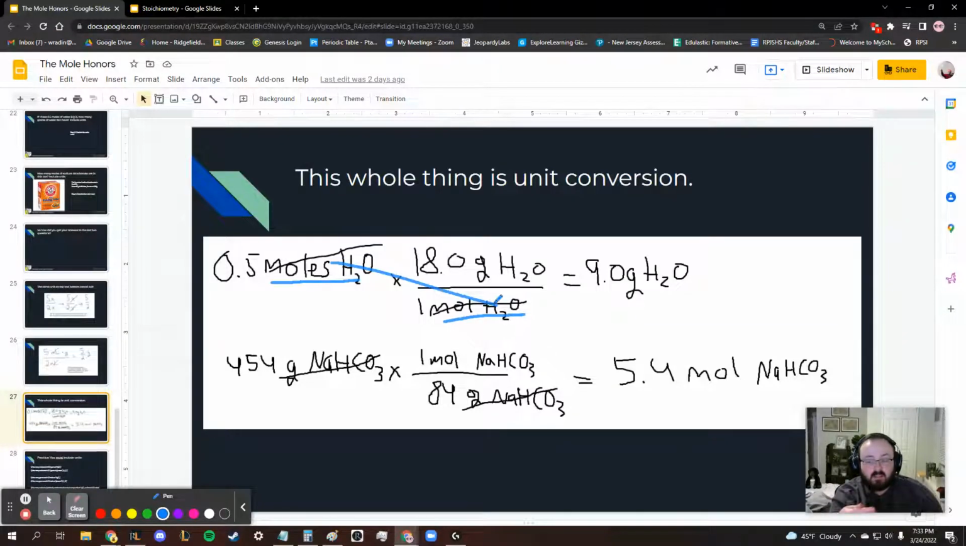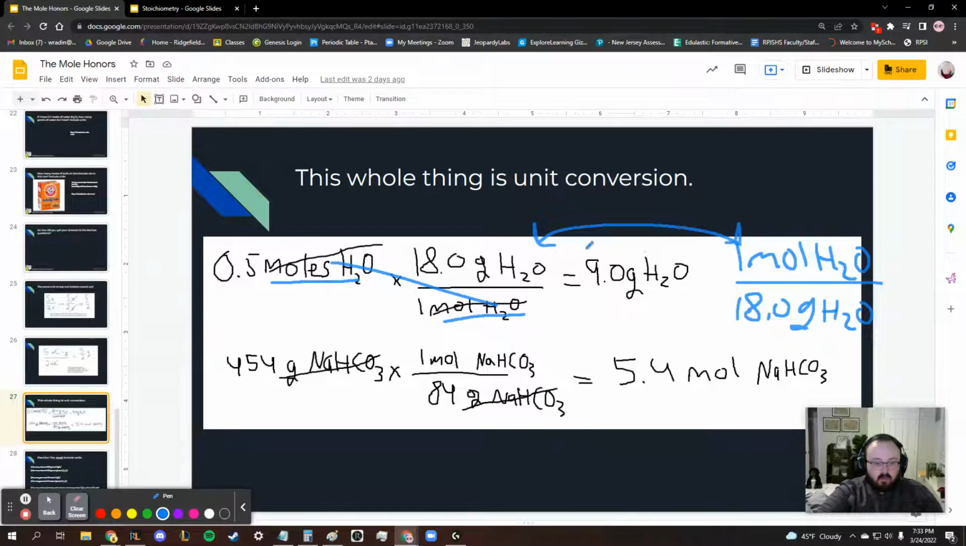Whatever value you want is going to end up on top. If you're going from grams into moles, your moles is going to be on top, right? This ratio, 18.0 grams of water over 1 mole of water, can also be written the other way. These are equivalent statements, these two. But if you're trying to cancel out your moles, they're not across from each other.